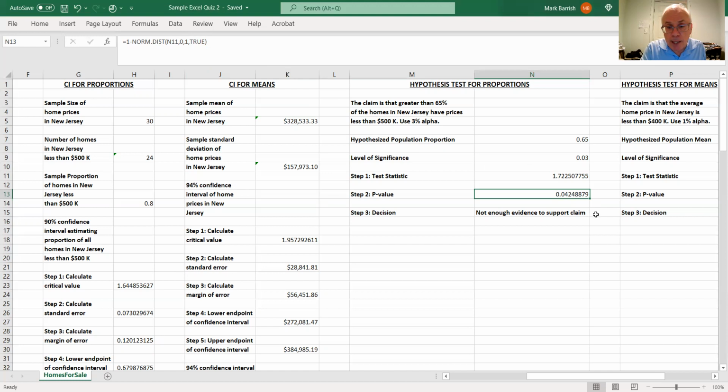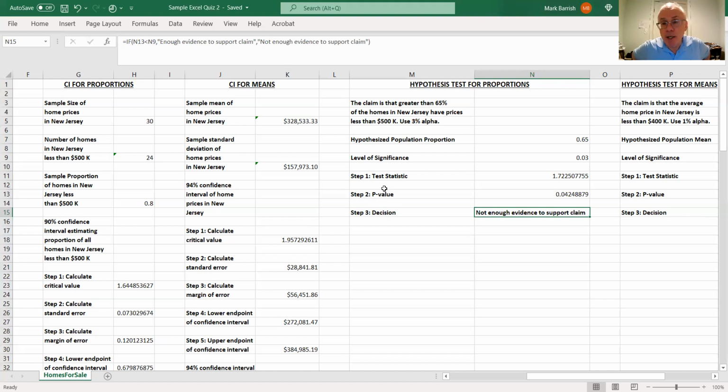Now, this last thing here is an interesting little function, and I want you to use this, unless you know Excel really well and you know how to do if statements.